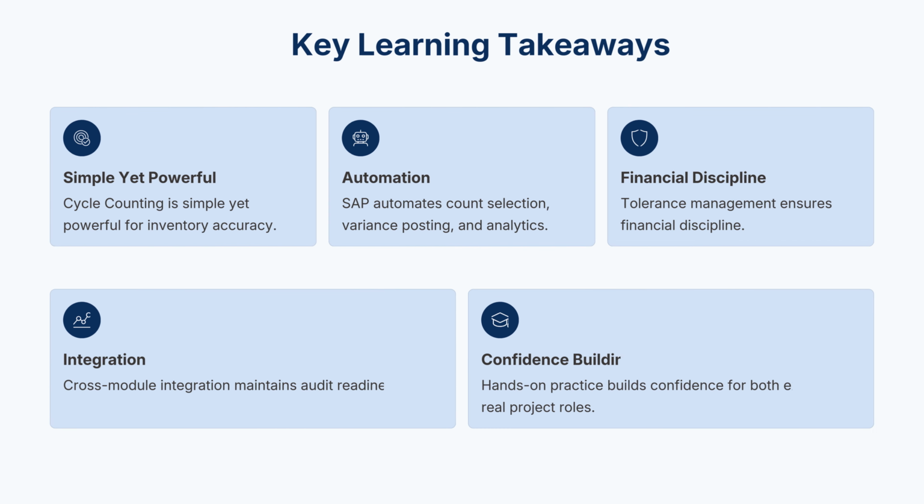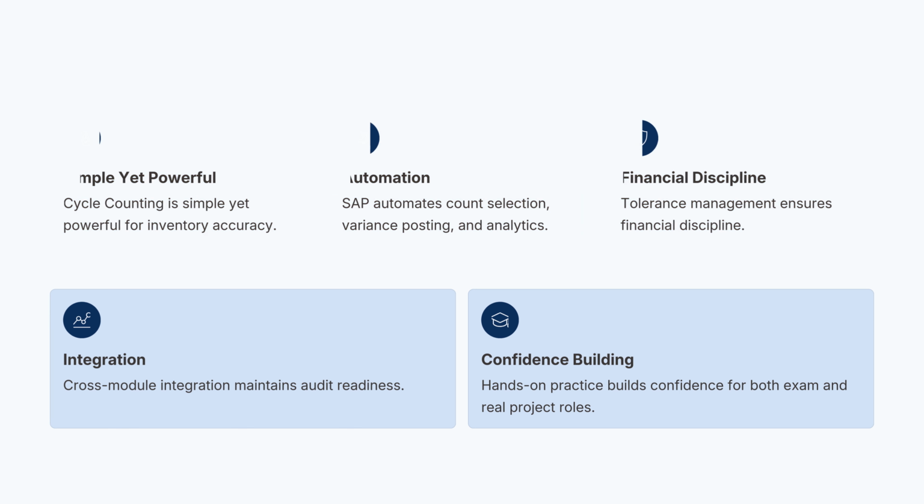Validation reports and exports. For reporting, open stock, multiple materials, F0271, and export results to Excel. Include columns for difference quantity, value, and frequency. You can also use the cycle counting list report for audit documentation. These reports are often referenced in certification tasks, where you'll analyze count data or variances.